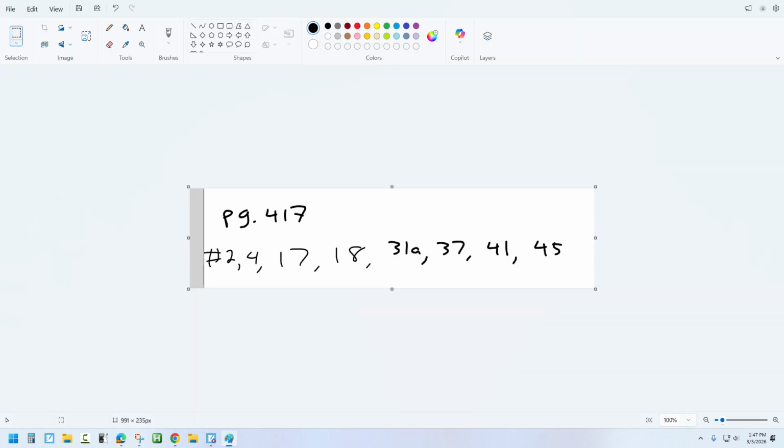So that's the homework for tonight. That just focuses mainly on 7.5. You won't have the last problem until tomorrow night. Also on question 31, there are multiple parts, but you only have to do part A.